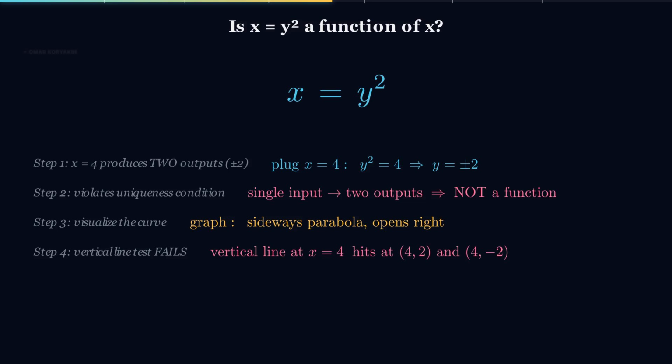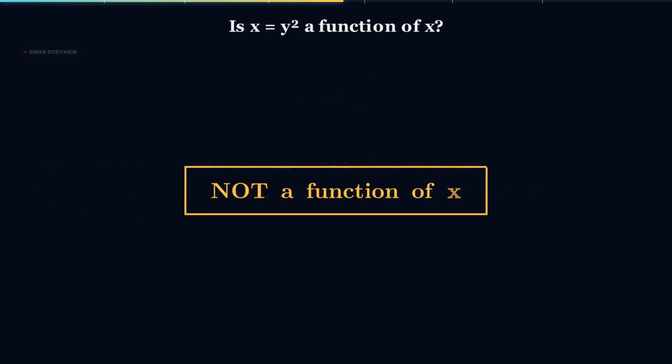The relation is more general than a function. If the problem asked for x as a function of y instead, the answer would be different. X equals y squared is a function in y because each y value produces exactly one x value through squaring. So x equals y squared is not a function in y.